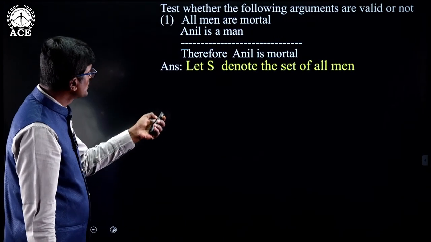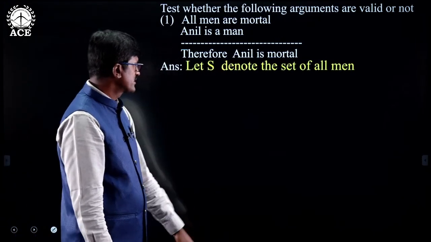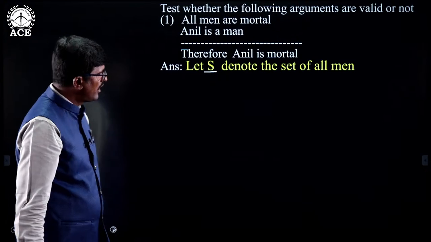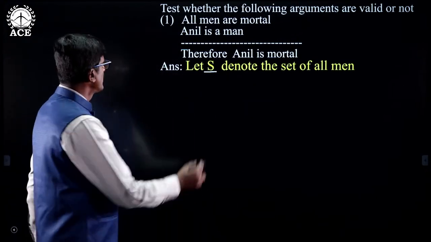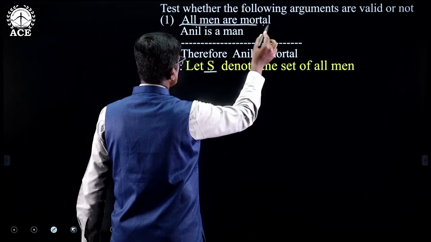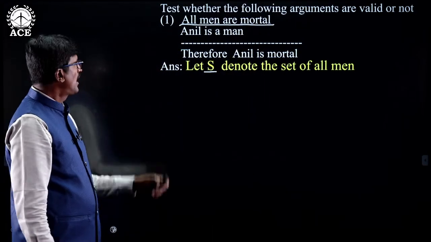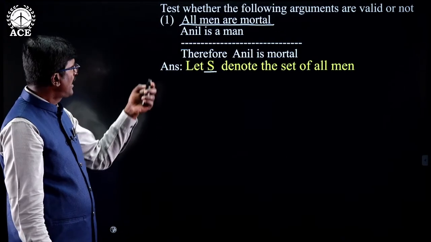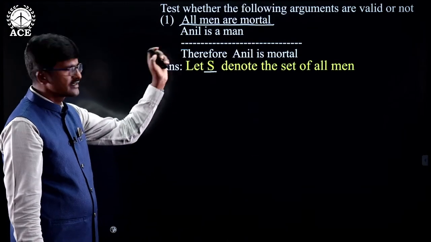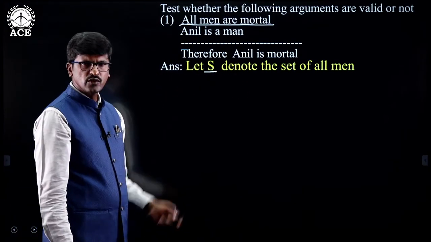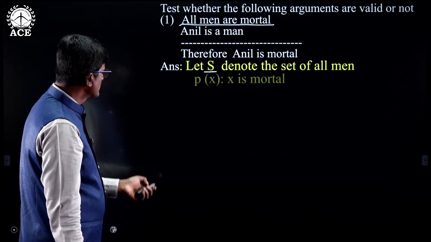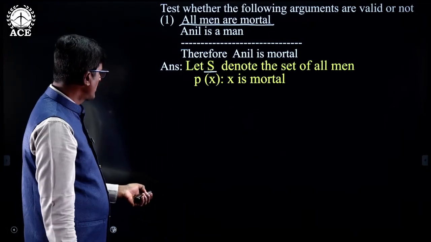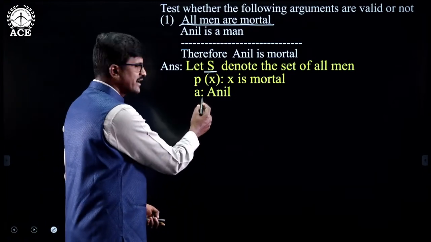Before you prove it, take the symbolic form of it. The symbolic form is: let S denote the set of all men. That is the universe. This is a universally quantified statement. In that statement there is the universal quantifier, the universe, and the open statement. The universe is the set of all men. So P of x, what is P of x? x is mortal is the open statement. Now the symbol Anil is one element in the universe.